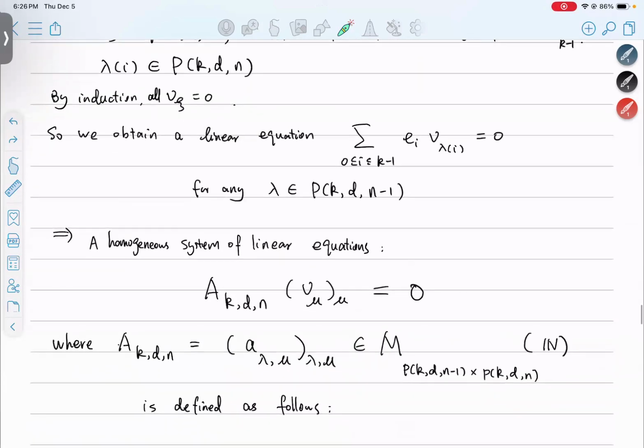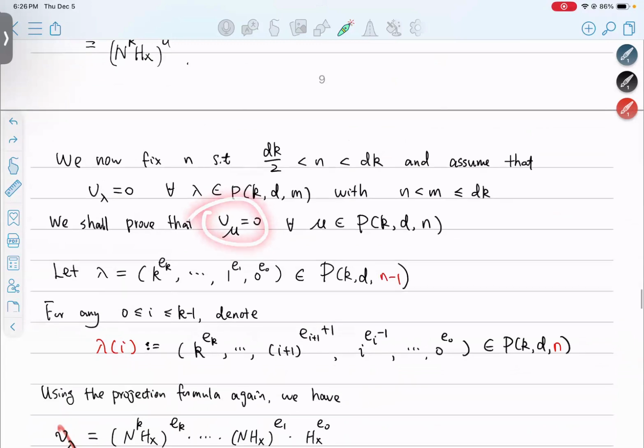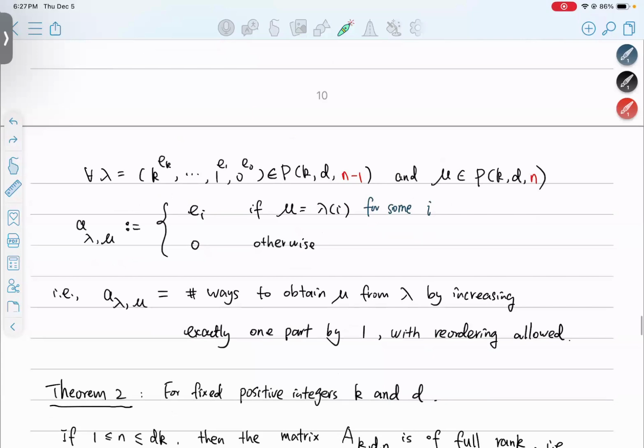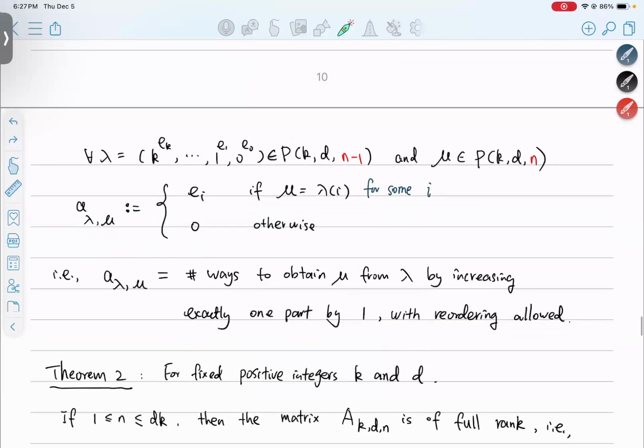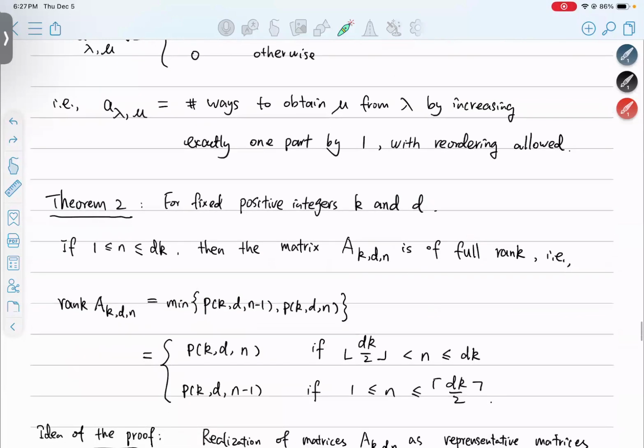Okay, so to solve this linear equation, the problem is that we want to show that v_mu is 0, right? So the key is we want to show v_mu is 0. Then we just need to show that the coefficient matrix has full rank, and the coefficient matrix is defined in this natural way. I don't have time to explain, but the key point is that we managed to show this, which is our second main theorem.